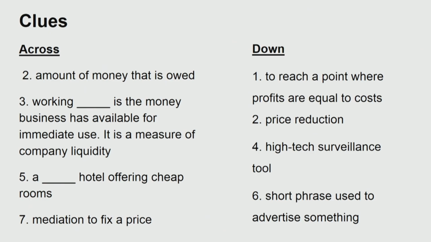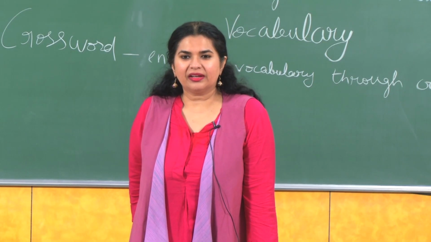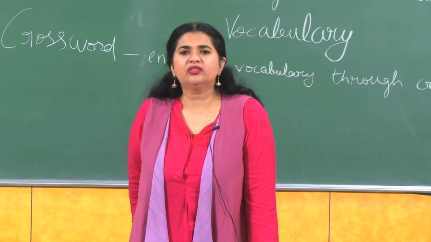You know, across, those are the sideways, down, from top to bottom. So, amount of money that is used, working dash is the money business, a dash hotel offering cheap rooms, mediations to fix a price. Remember the numbers also, this is the way crosswords work. You have to be very particular about the numbers, which word goes where and how many letters each word contains.